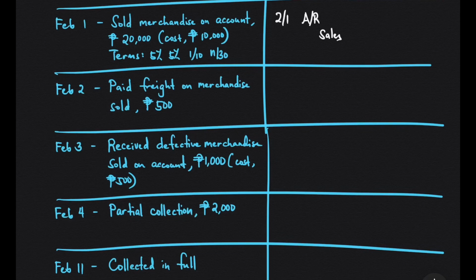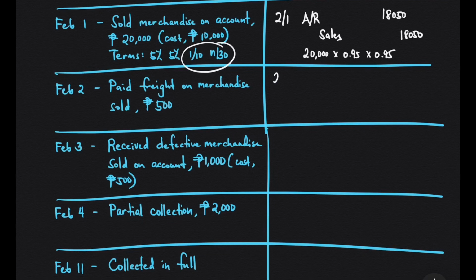And for the amount, of course, you will not be using 20,000. You need to apply the trade discount. So 20,000 times 0.95 times 0.95. Let me just compute. The answer is 18,050. Okay, and then the cash discount here has to wait.